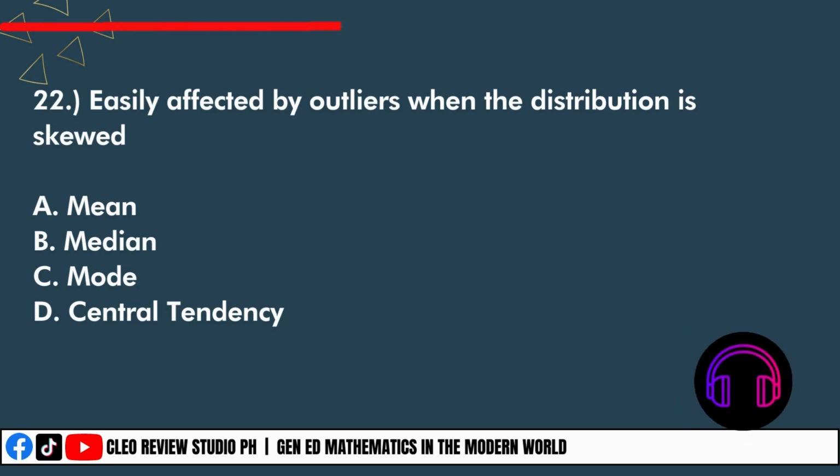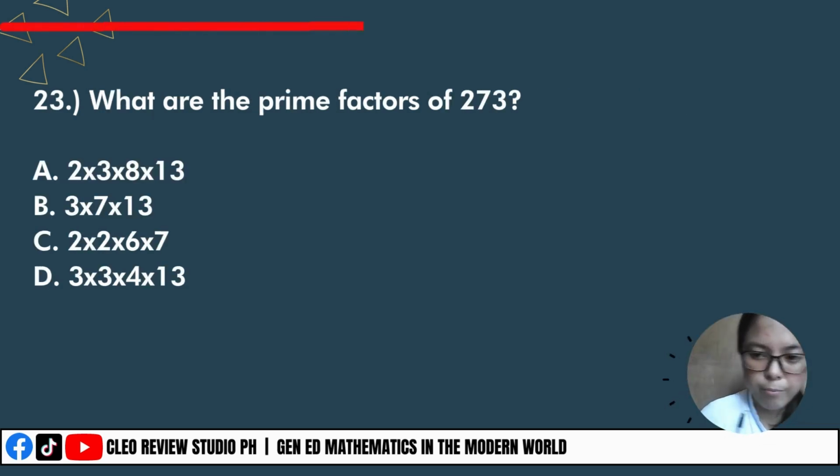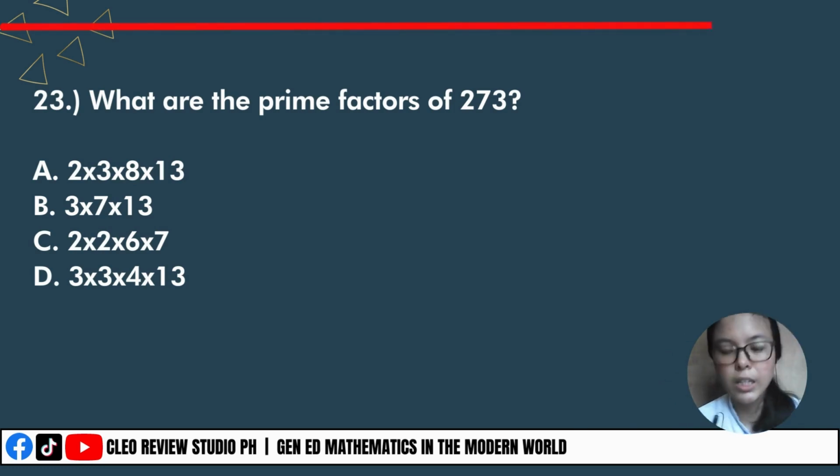Easily affected by outliers when the distribution is skewed. A, mean, B, median, C, mode, D, central tendency. The correct answer is option A, mean. Mean is the most reliable measure of central tendency and should not be used when there are extreme scores or outliers. What are the prime factors of 273?